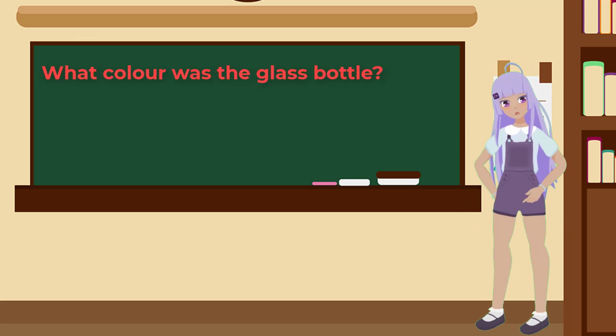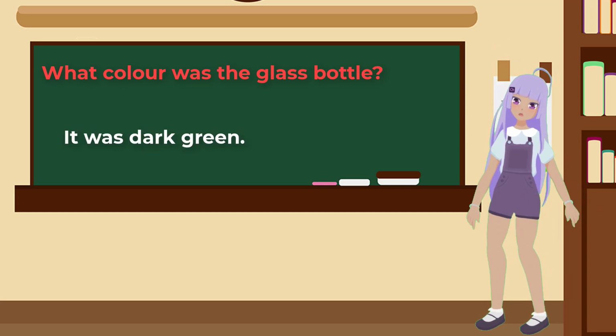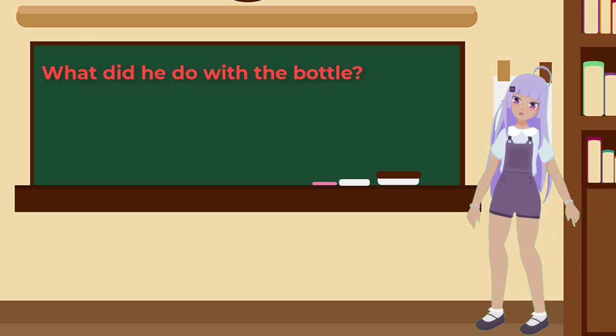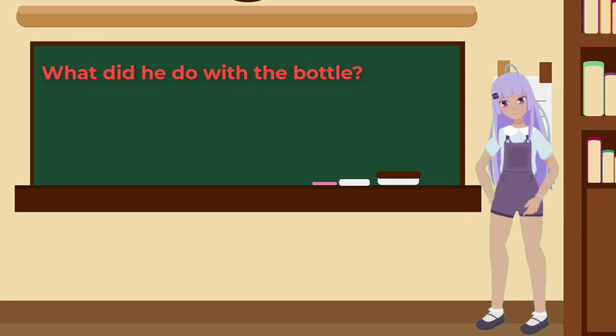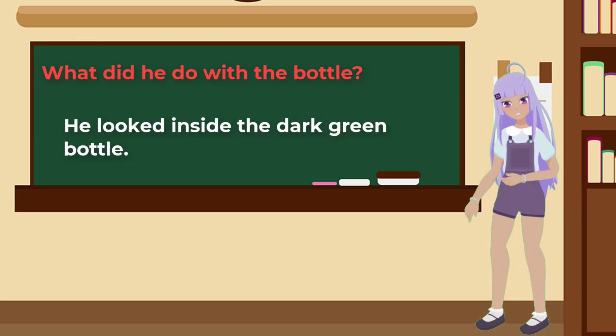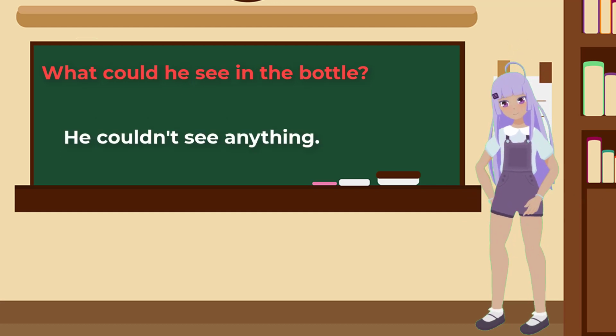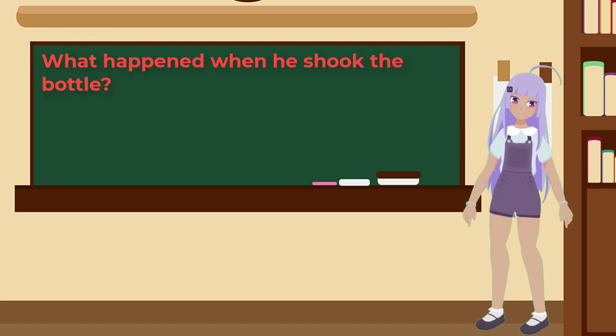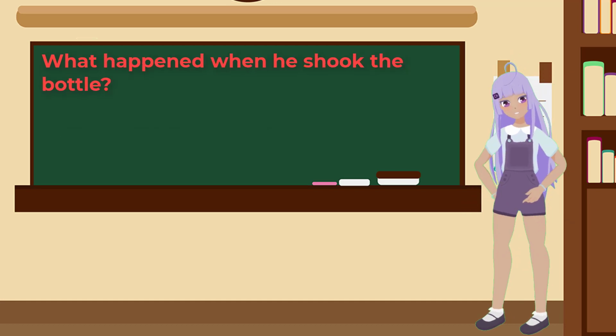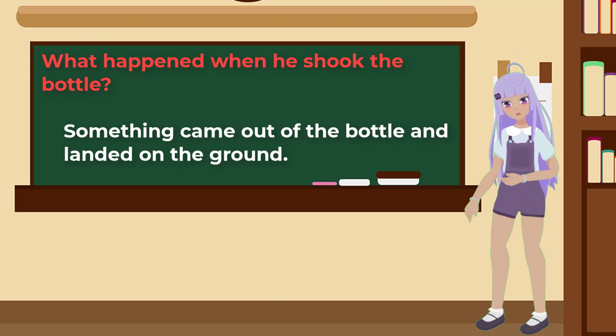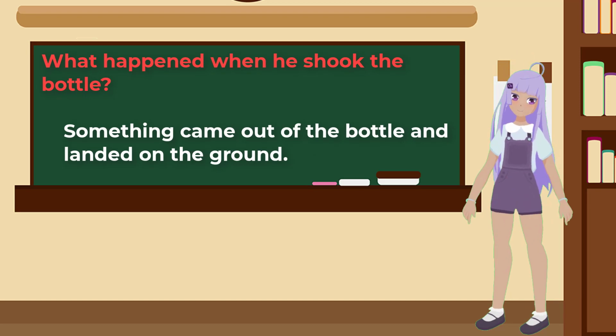What color was the glass bottle? It was dark green. What did he do with the bottle? He looked inside the dark green bottle. What could he see in the bottle? He couldn't see anything. What happened when he shook the bottle? Something came out of the bottle and landed on the ground.